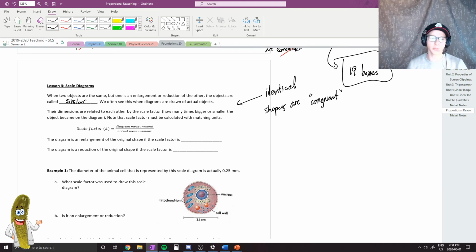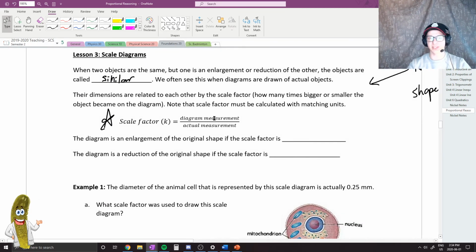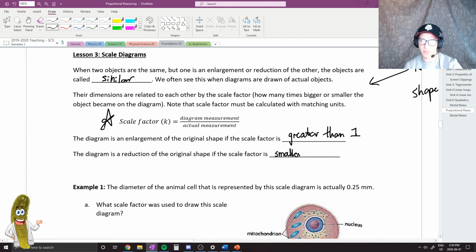And the main formula that we're going to be using is this one here. The scale factor is equal to the diagram measurement, so the size of whatever has been drawn, divided by the actual measurement. The diagram is an enlargement of the original shape if the scale factor is greater than 1. And the diagram is a reduction of the original shape if the scale factor is smaller than 1.